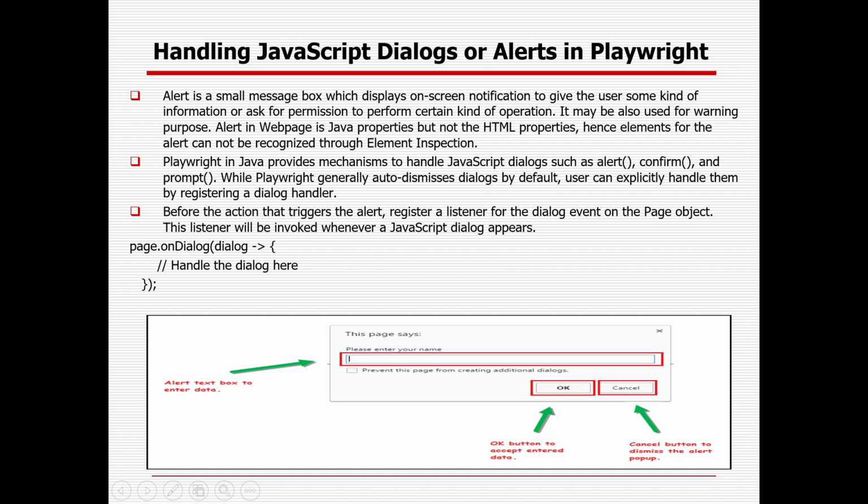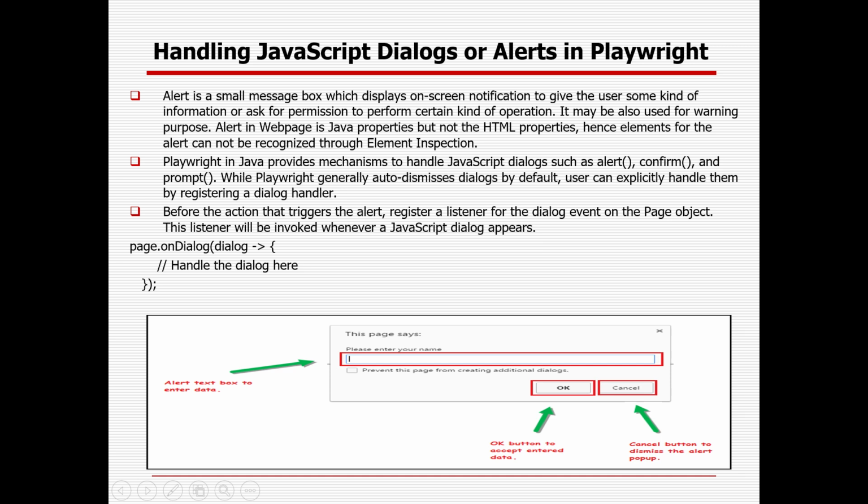So this is a sample alert. Sometimes there might be an alert with only an OK button, right? Sometimes there might be an alert with OK, cancel or yes or no buttons. Apart from that, there might be a text field where you can enter some value. After that, you can accept or dismiss the alert.